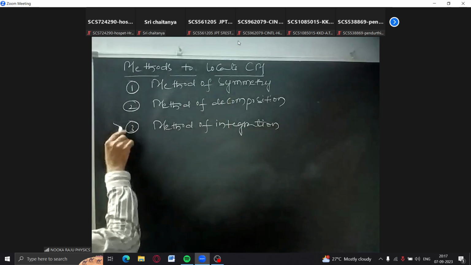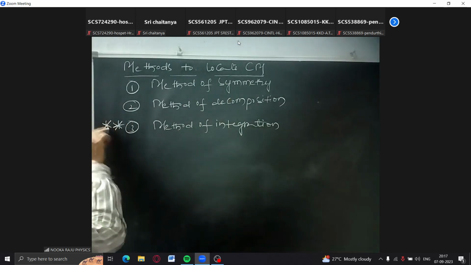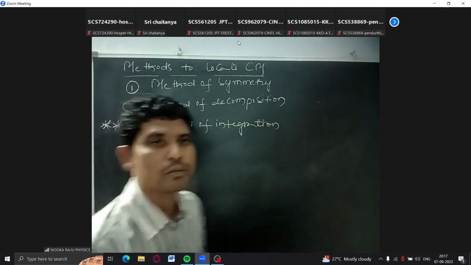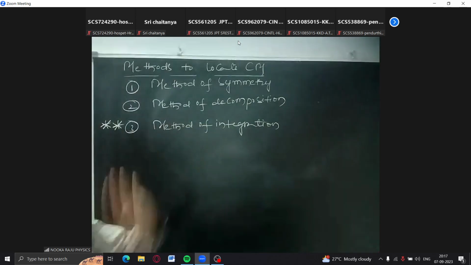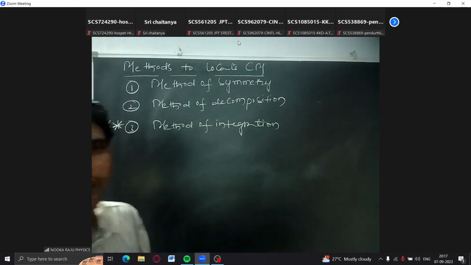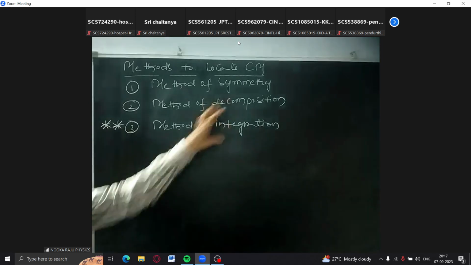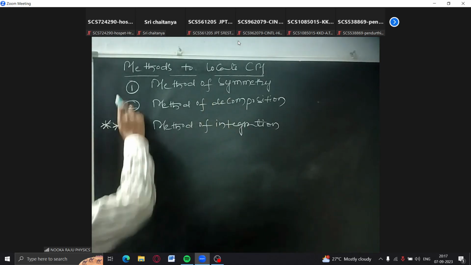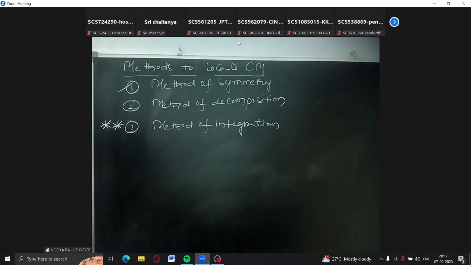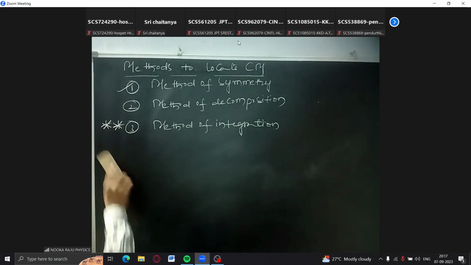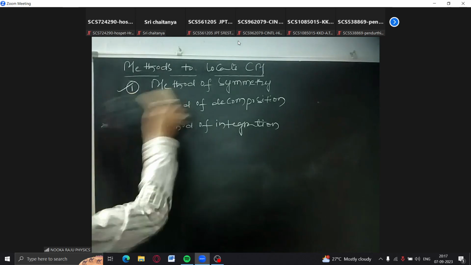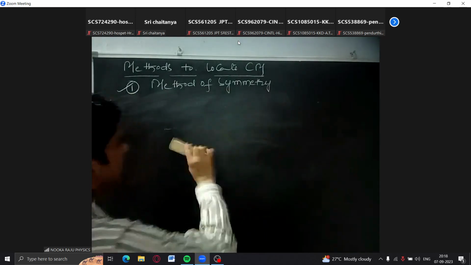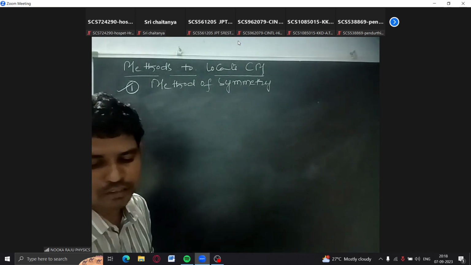Among these three, the most important, the ultimate method to locate the center of mass in different bodies, is the method of integration. One by one, I want to discuss the method of symmetry. I want to give a few examples related to the method of symmetry.